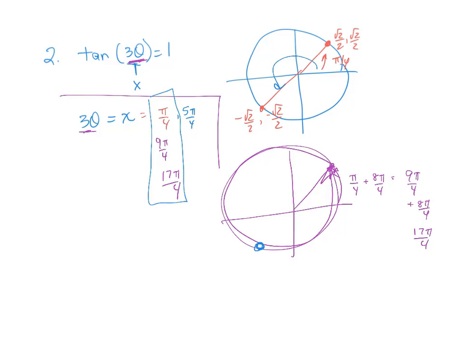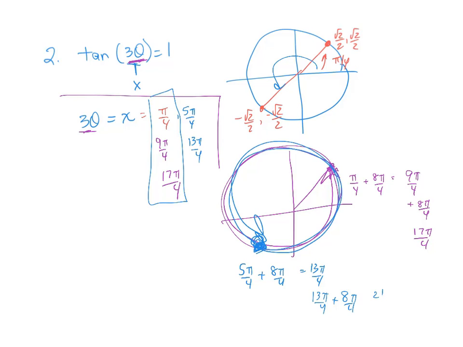Now let's do the 5 pi over 4. I'm going to go around another 2 pi, and 5 pi over 4 plus 2 pi, which is 8 pi over 4, is 13 pi over 4. That's around the second time, and now I want to go around one more time, so I have to take 13 pi over 4 and add 2 pi to that, and I'm going to get 21 pi over 4.